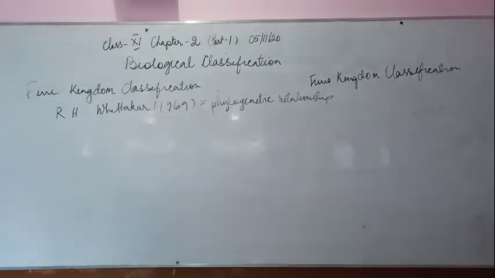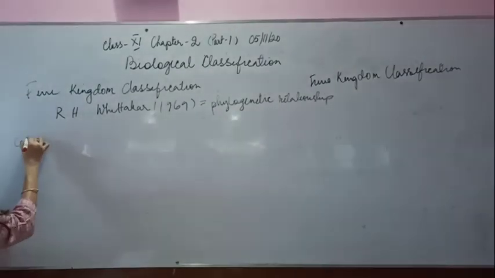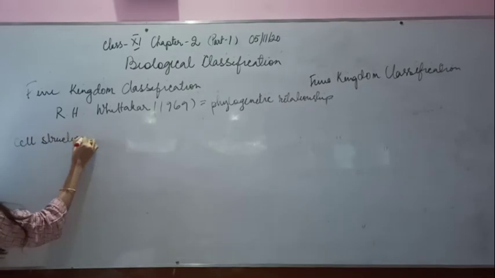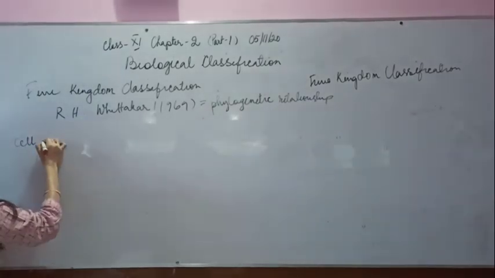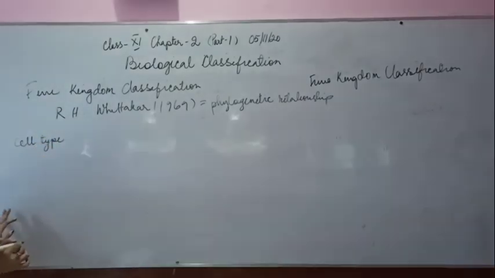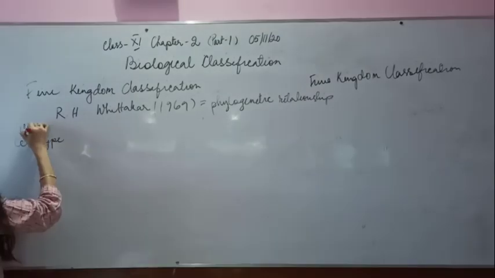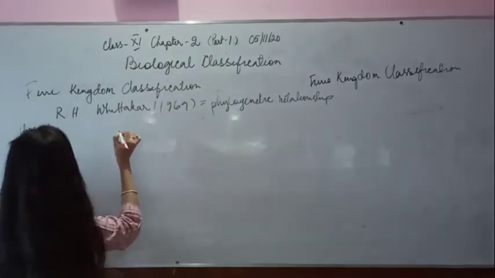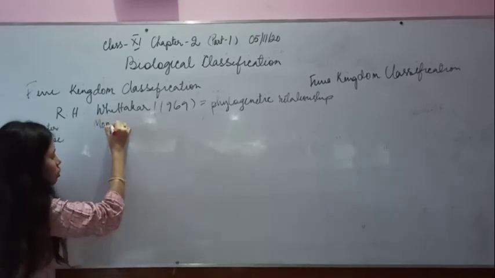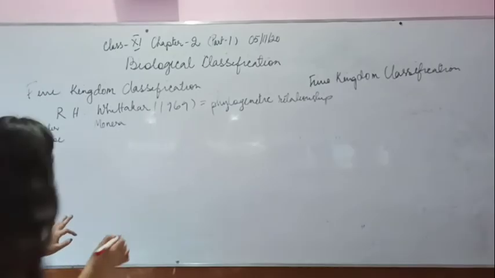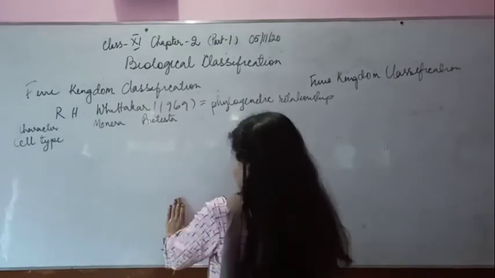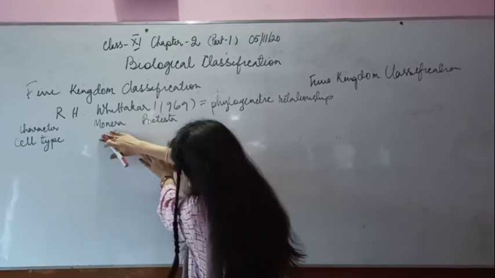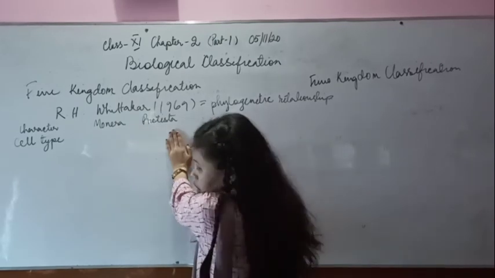In 5 kingdom classification, the characters which are taken into consideration are cell structures, we will say cell type. These are the characters, and then these are the kingdoms. The 5 kingdom classification proposed by Whittaker consists of five kingdoms. The first kingdom is Kingdom Monera, the second is Kingdom Protista. What is the next kingdom?